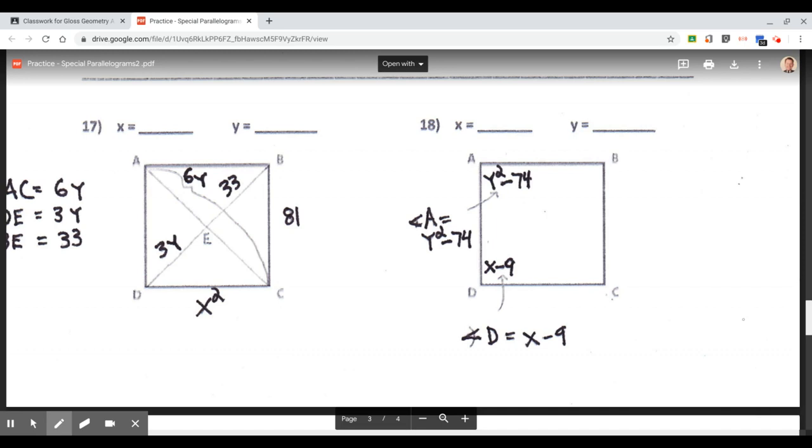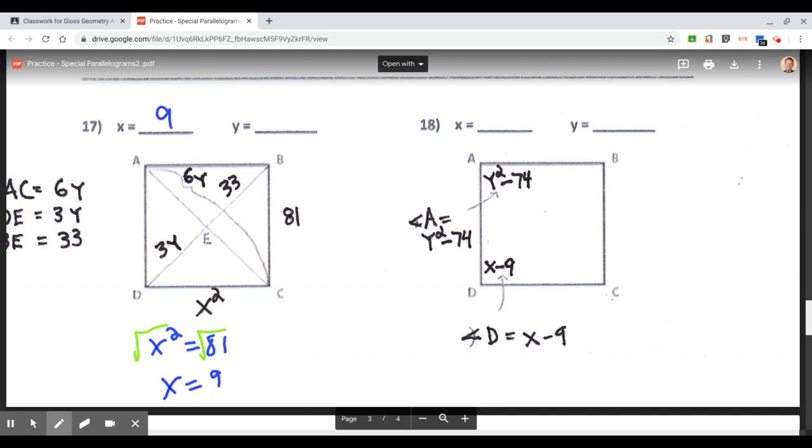So when we're looking for x, that means x squared must equal 81, because all sides are congruent. And then to solve that, we just have to use the square root, right? Take the square root, and you're going to get x equals 9. Not too bad, right? All right, well, y is a little trickier.